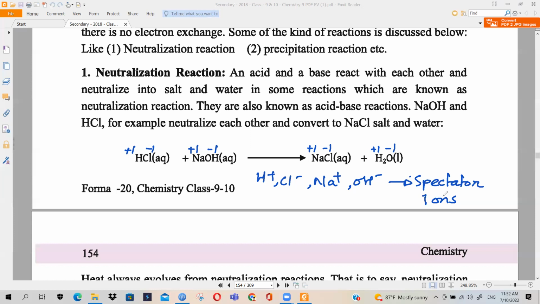So if your question asks why neutralization reaction is called a non-redox reaction, can you explain it? And don't just say that neutralization reaction is where acid and base react and then salt and water is formed. That is not the whole explanation. That would be the definition of neutralization reaction.